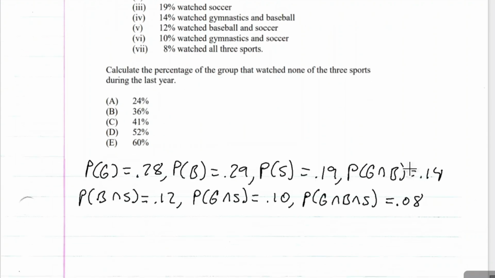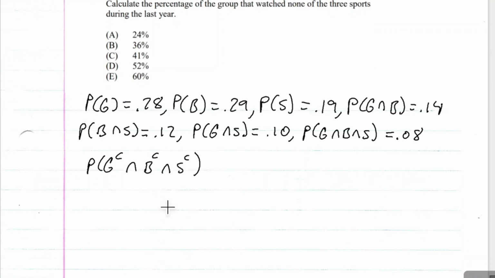Okay, so now they want us to calculate the percentage of the group that watched none of the three sports in the last year. So they want the probability of G complement intersection B complement intersection S complement. Okay, so let's draw a Venn diagram to see what this actually means.